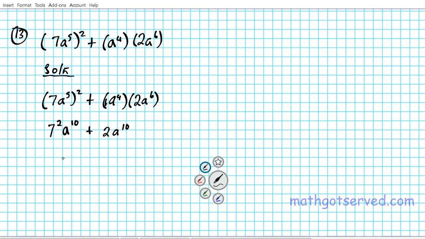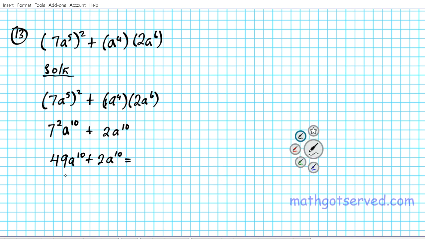All right, so let's simplify this. 7 squared is 49. We have 49a to the 10th power plus 2a to the 10th power. Now since these are like terms, we can combine them. They have coefficients that are both rational, with identical variables and the same powers. So if we combine them, we just add the coefficients, which is 51, and you keep the power the same. All right, so your answer is 51a raised to the 10th power.